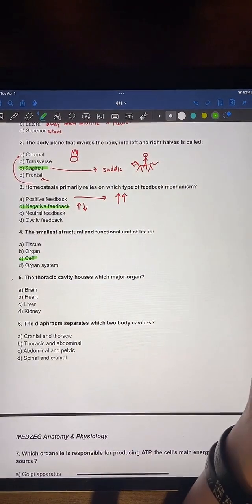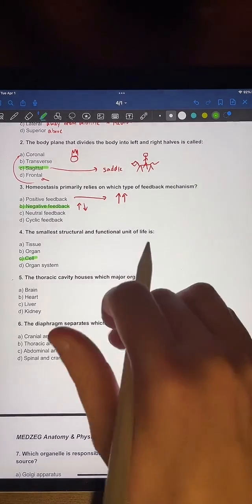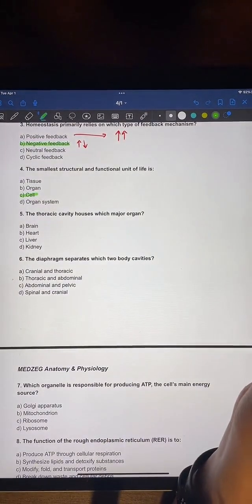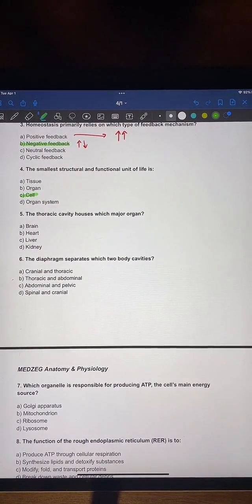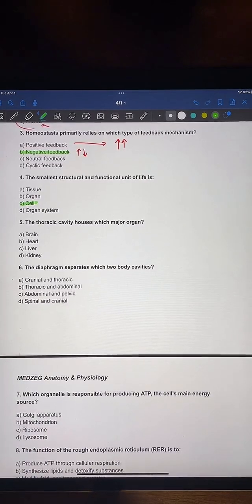The answer to number 4 is the smallest structural and functional unit of life is a cell. Moving on to number 5, the thoracic cavity houses which major organ? The thoracic cavity houses which major organ?